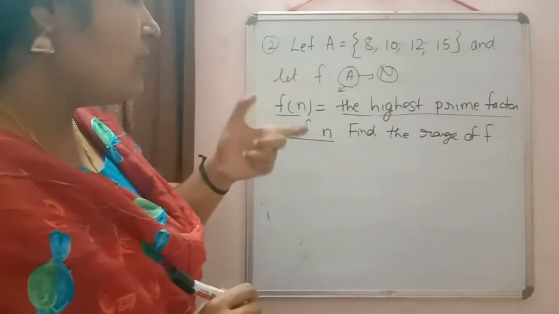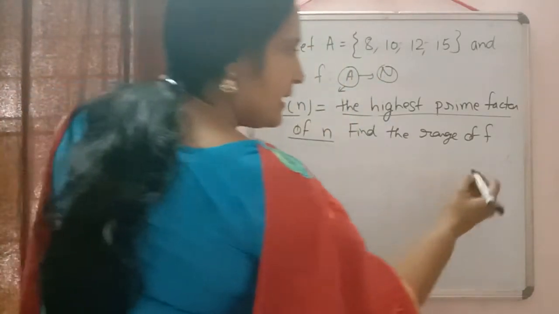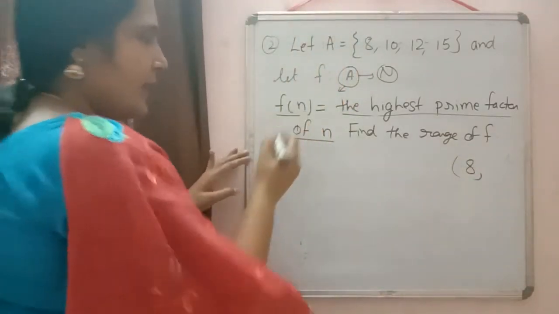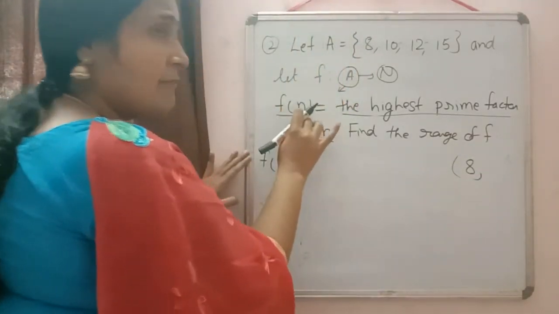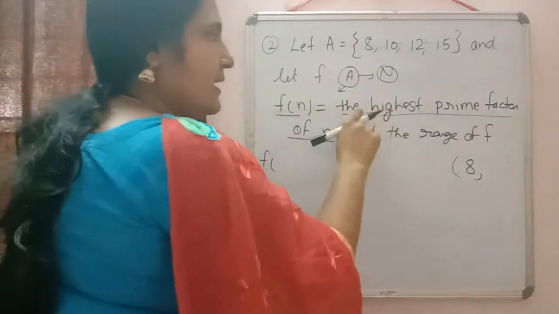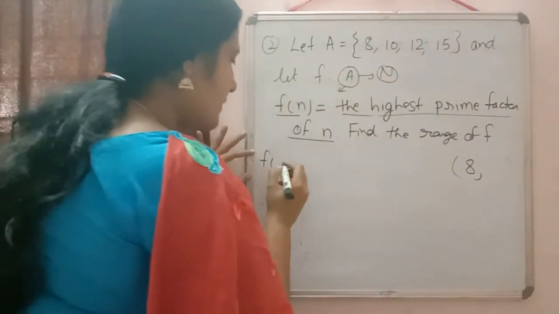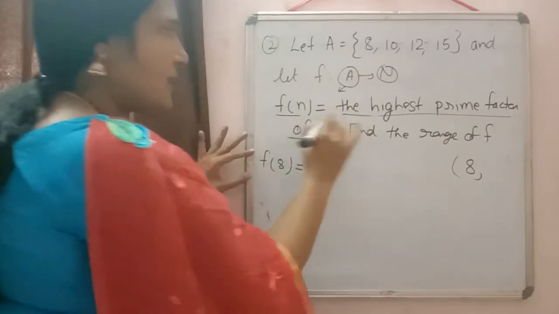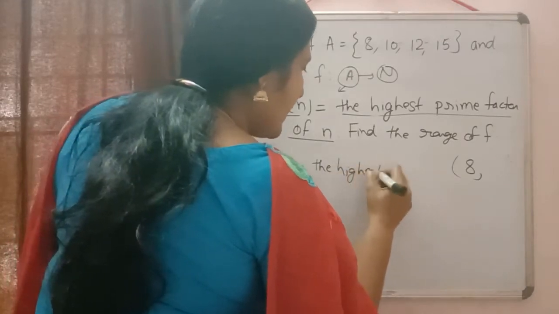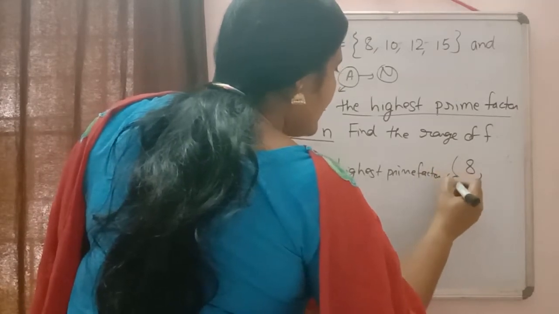Okay. So now from the set A we have to take the first element, 8. So in the ordered pair, the first element is 8 and the relation is defined in A. f of n will be the second element in the ordered pair. To find the second element, this is the relation given. So first I am taking n is equal to 8. According to the relation, what do I have to find out? The highest prime factor of 8.